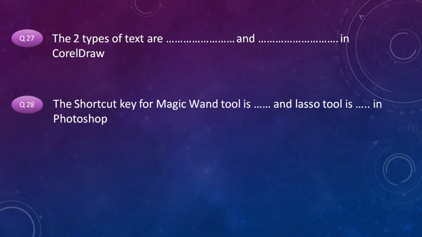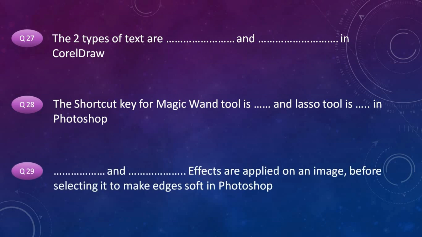The shortcut key for the Magic Wand tool is dash and for the lasso tool is dash in Photoshop. Dash and dash effects are applied on an image before selecting it to make edges soft in Photoshop. So let's see the answer for this question.